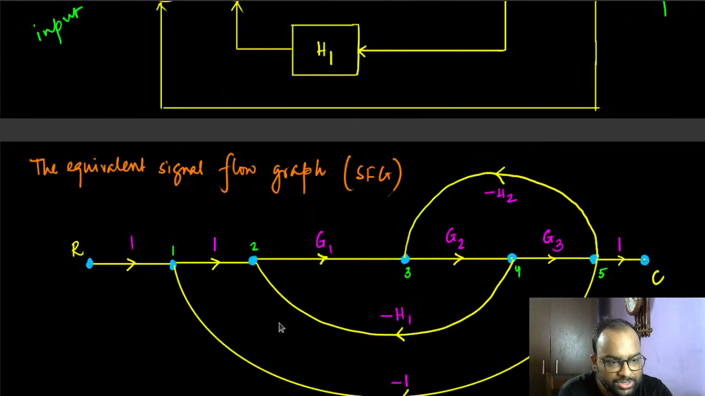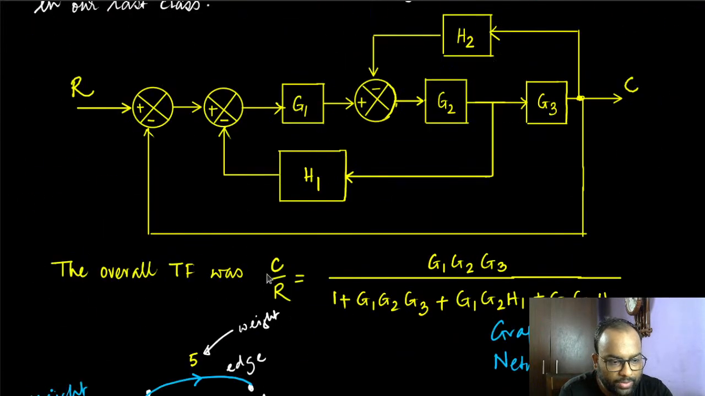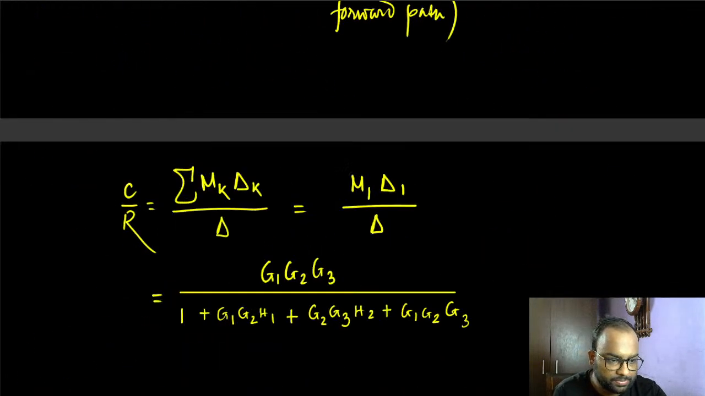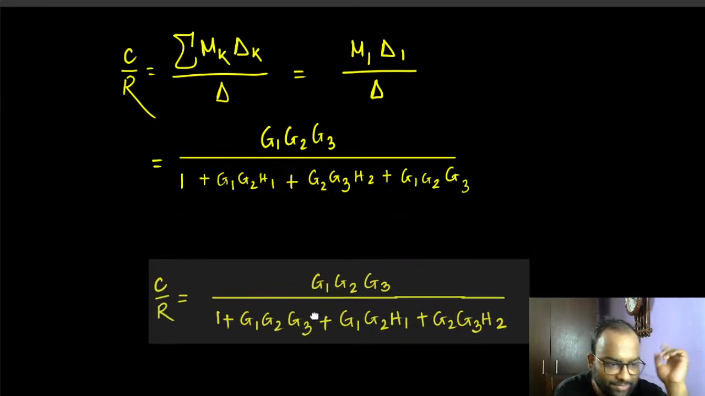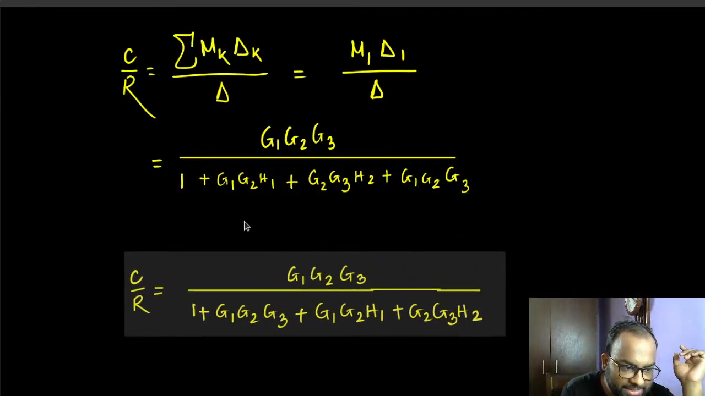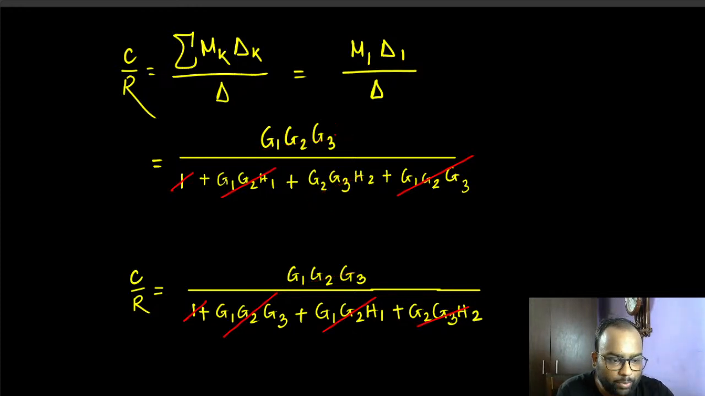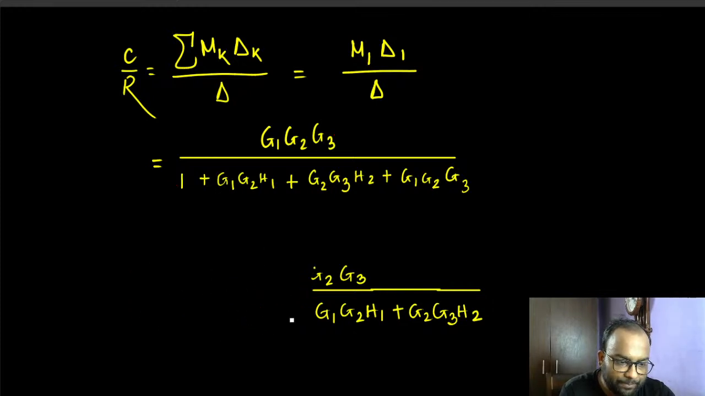And you can actually verify this result. Earlier, we copied this result from our last class. Let's copy this back here and verify that we have the correct answer. G1, G2, G3 is matching up here. In the denominator, we have 1, which matches up. We have G1, G2, G3; G1, G2, H1; and G2, G3, H2, all matching up. And the numerator, I have G1, G2, G3. So it's exactly matching up with the result. Whatever we did earlier exactly matches up with what we have currently.